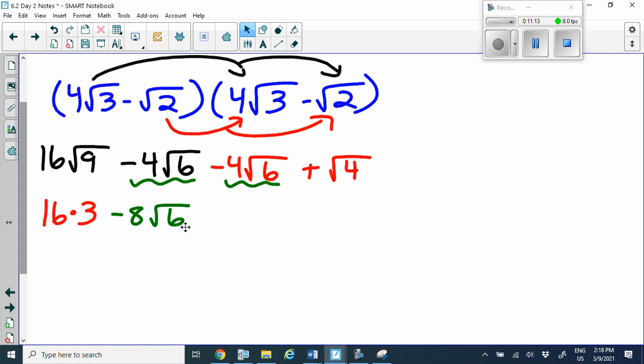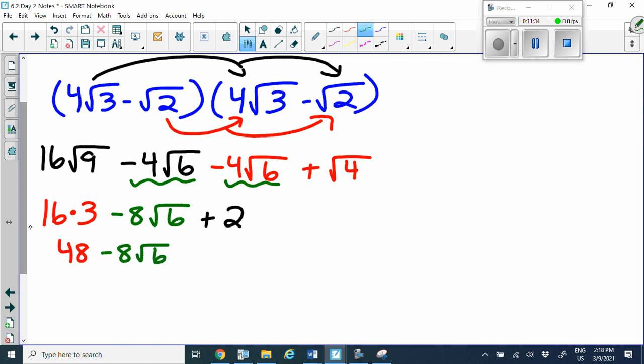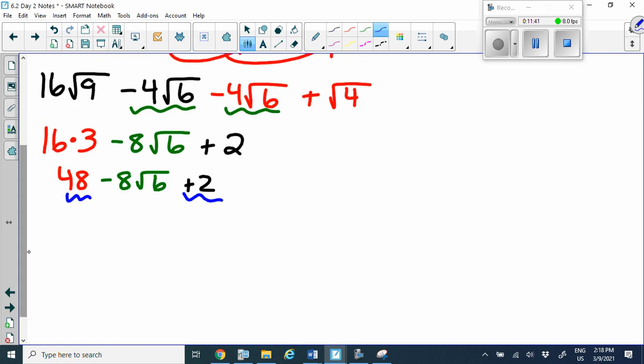Now, my last one is the plus square root of 4. So I do plus. Is 4 a perfect square? Yes, it is 2. Now I'm going to go ahead and multiply the 16 times 3, and you can just plug that into your calculator. I get 48. So I have 48 minus 8 square root of 6 plus the 2. And notice my 48 and 2, they are like terms because they're integers, and I can combine them. So I get 50, and then I just bring down the minus 8 square root of 6, and this is going to be our final answer.